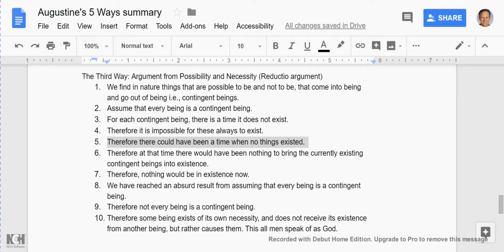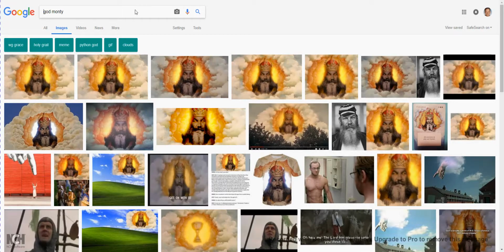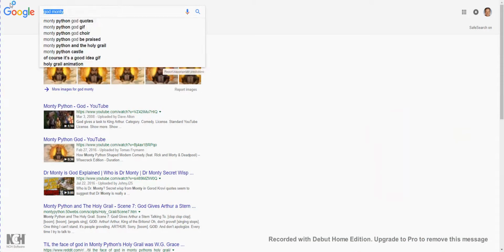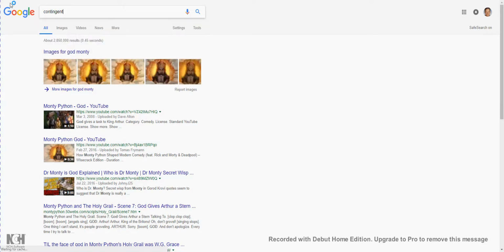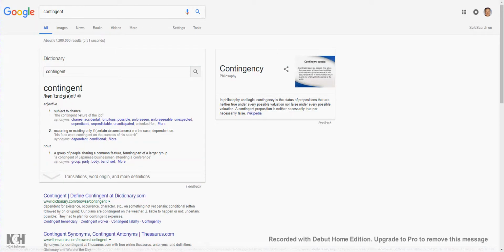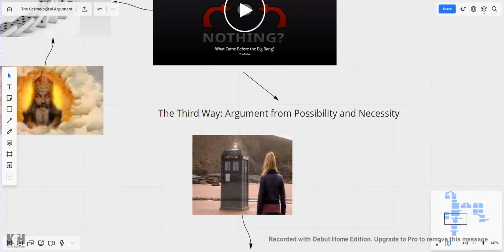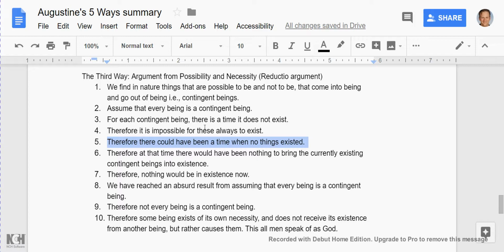What does this word contingent mean? It's probably confusing a lot of people. Well, let's go back and we'll have a look at what Google says, because we love Google, don't we? The new big brother. All right, contingent. Contingent means subject to chance. It means occurring or existing only if certain circumstances are provided, and that's what we're using contingent in that context. We're saying everything is contingent or relying on chance, but basically things come into being based on the right circumstances.